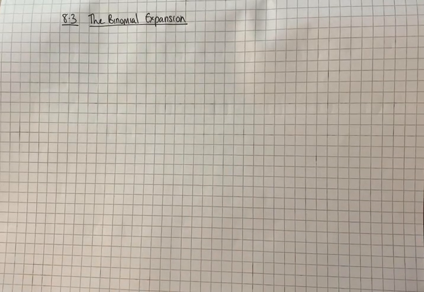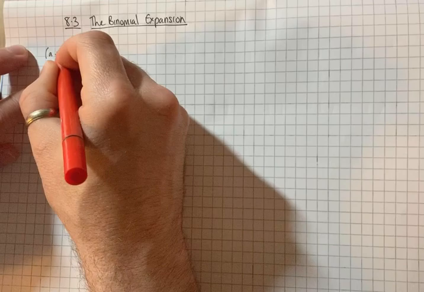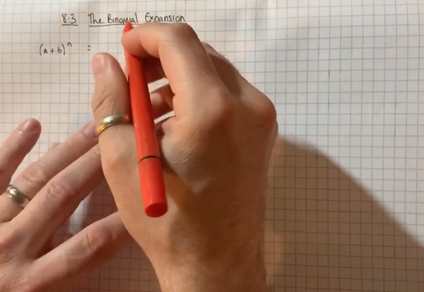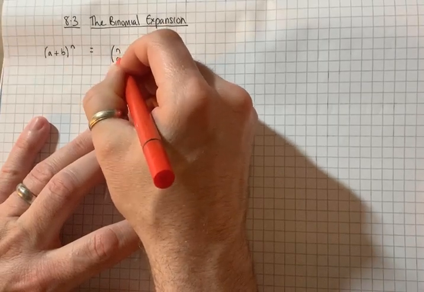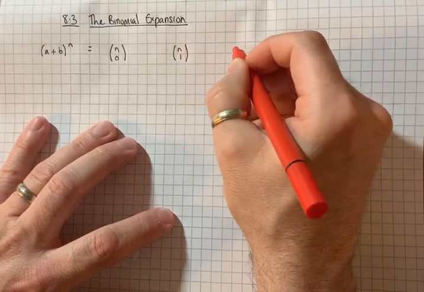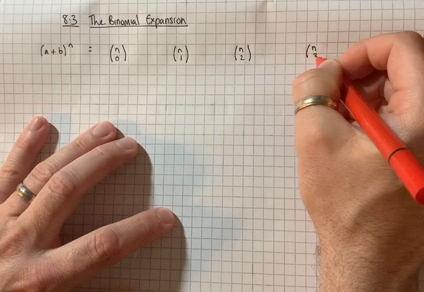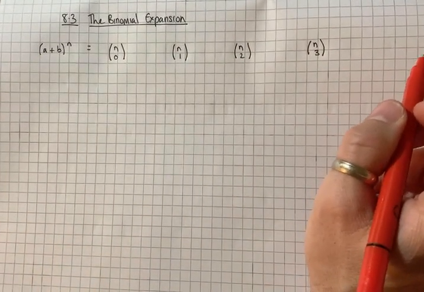Okay, lesson 3, the binomial expansion. This really just brings together the last two lessons. So in general terms, if we wanted to do a plus b to the power of n, well, in terms of the coefficients, it's going to be n choose 0, n choose 1, n choose 2, n choose 3, and it will carry on all the way until you get to n choose n.